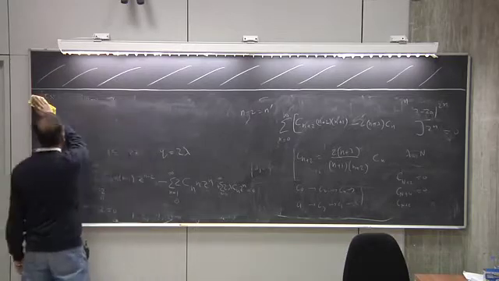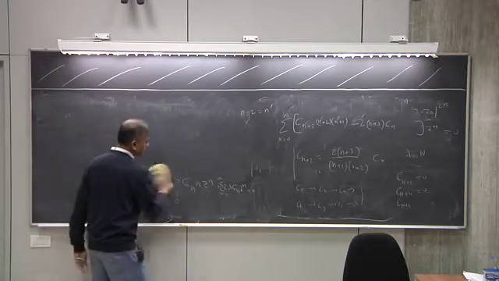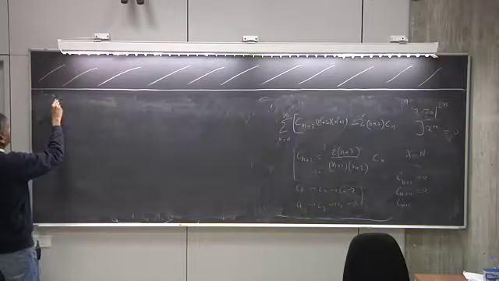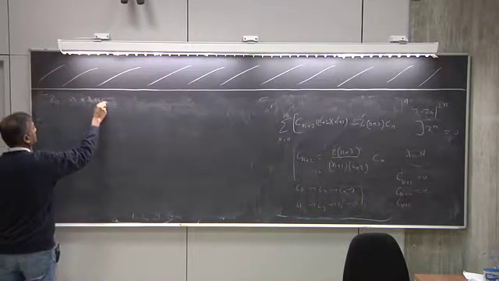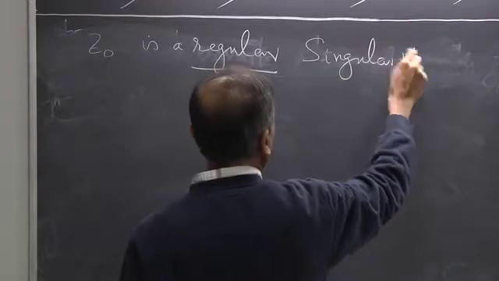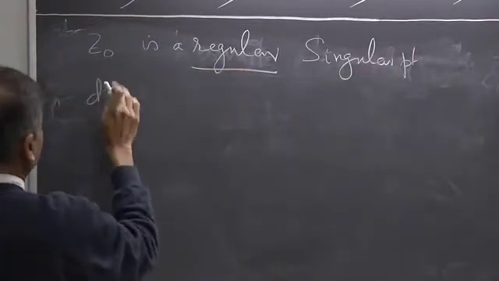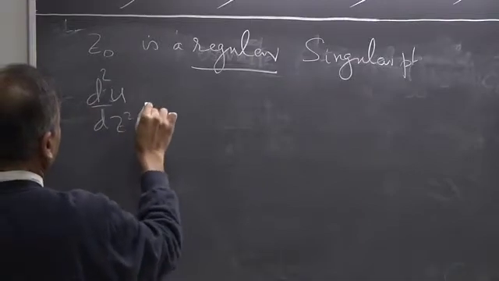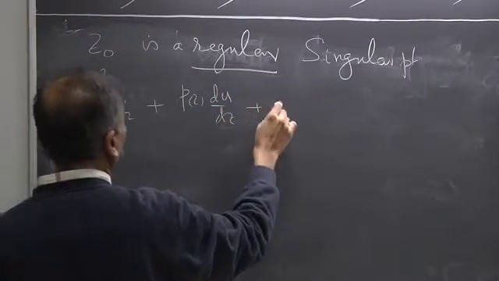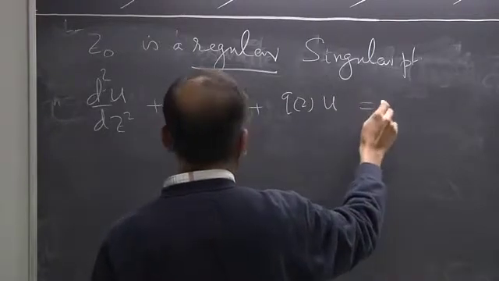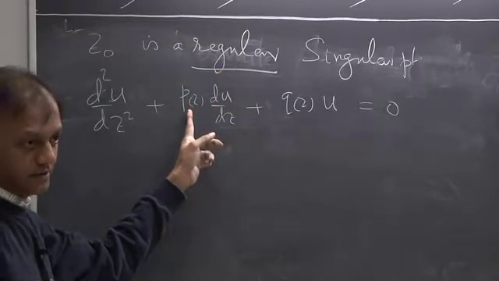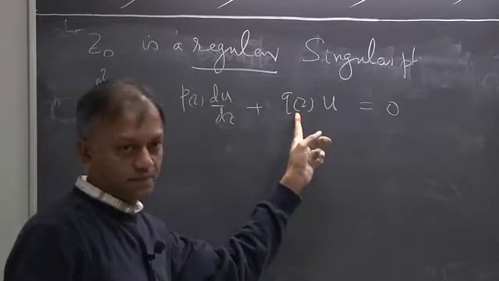This is the example. So now we go to the more interesting case, which is z0 is a regular singular point. What it means is that going back to this equation, d2u by dz2 plus p(z) du by dz plus q(z) u, that's equal to 0. In this equation, since it's a regular singular point, what we are seeing is that p has at most a first order pole at z0, and q has at most a second order pole at z0.